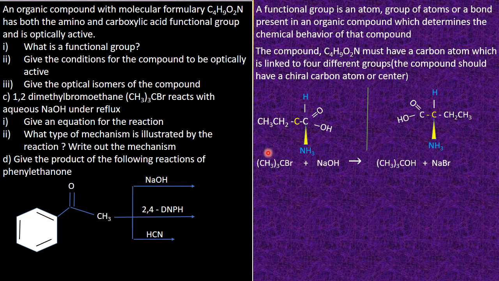Why is it the SN1 mechanism? Because our compound that we have here is a tertiary halogenoalkane, and in the process of the reaction, guys, a carbocation is being formed.